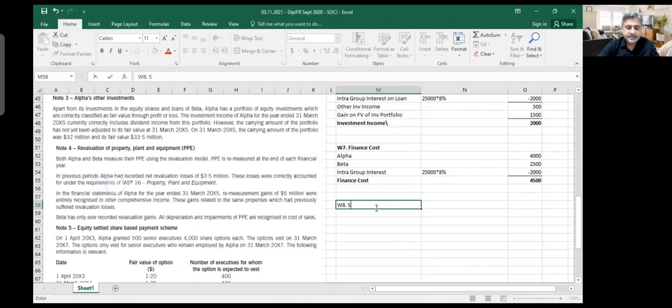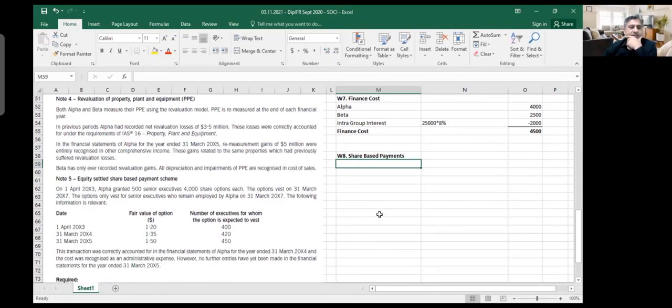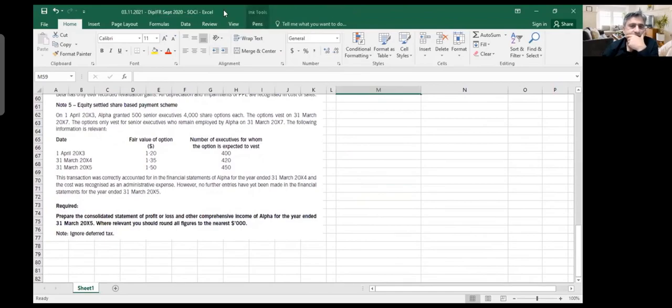Working number 8 is share-based payment. So in share-based payment, let's read it now because we did not read it before. Let's read it together. It says on 1st April 2003, which means on the acquisition date, Alpha granted 500 senior executives 4,000 share options each, like 2 years ago, because we are preparing for 31st March 2005. So 2 years ago, they made this option. The options vest on 31st March 2007.